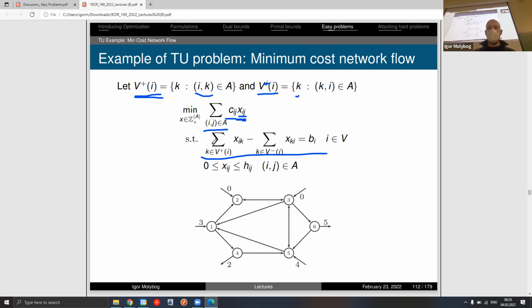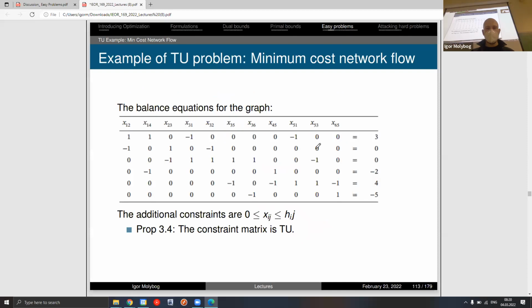Then we need to make sure that the flow is continuous and not interrupted anywhere. This is called the balance equation. The sum of all of the flow that flows into I minus the sum of the flow that flows out of I must be equal to the total demand that we are having. Cool. So this is the overall framework of minimal cost network flow.